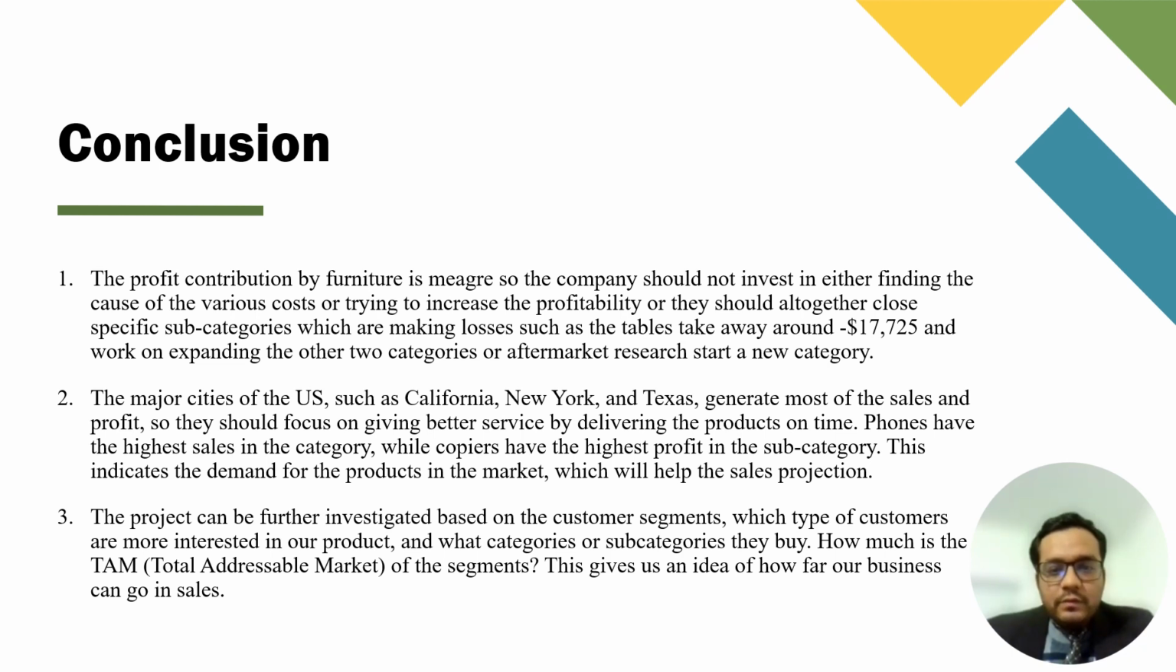Now, if we want to conclude this whole analysis, the profit contribution by the furniture is very less. So we need to cut down the various subcategories of the furniture which are making losses, such as table, or we need to expand the other categories which are making profit. Another is the major cities from which we are getting most of the sales and profit, that are California, New York, and Texas. So we should focus more on how we can provide better service over there.